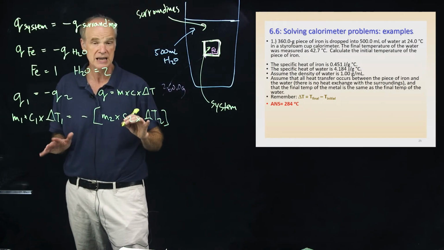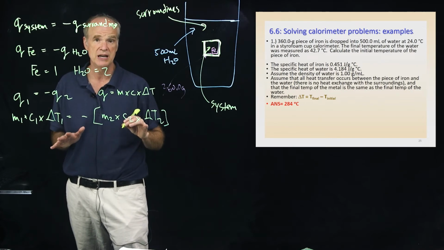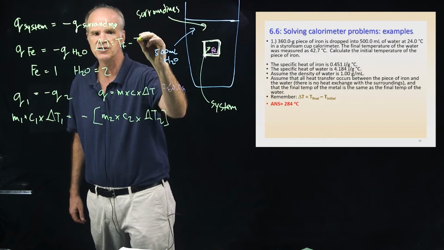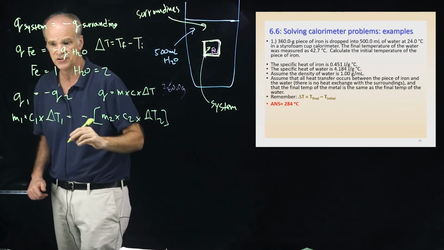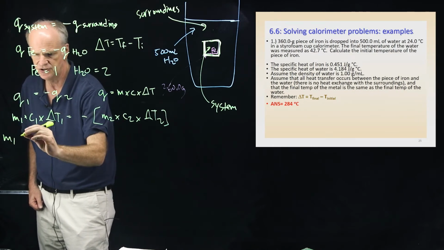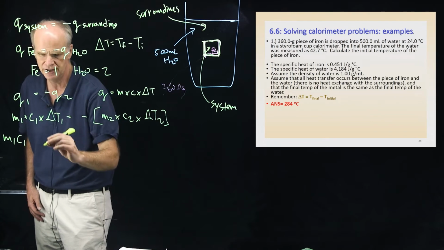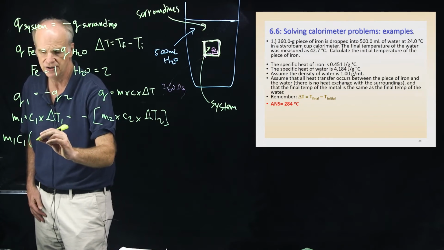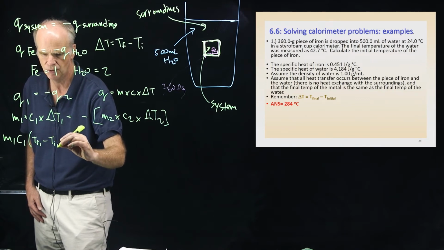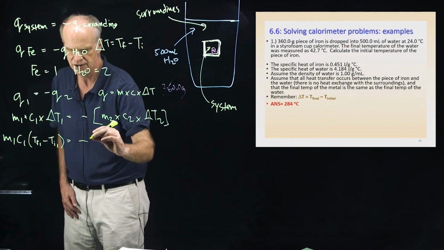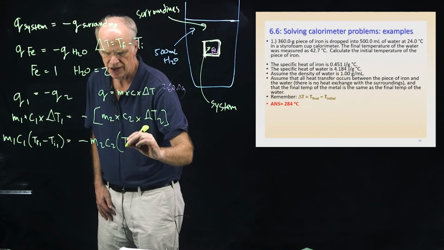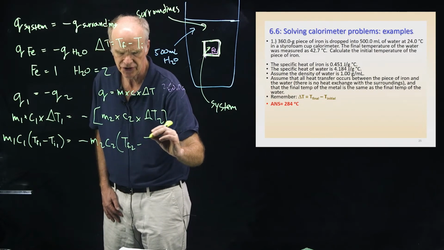Now, what we may want to consider doing as well is recall that the delta T is just the final temperature minus the initial temperature. And so we could extend this a little bit more. We could say M1, and I'm just going to leave out the times sign, but just know that there's a times sign there, times C1, and then delta T1 is what? Is TF1 minus TI1, is equal to negative M2C2 times TF2 minus TI2.